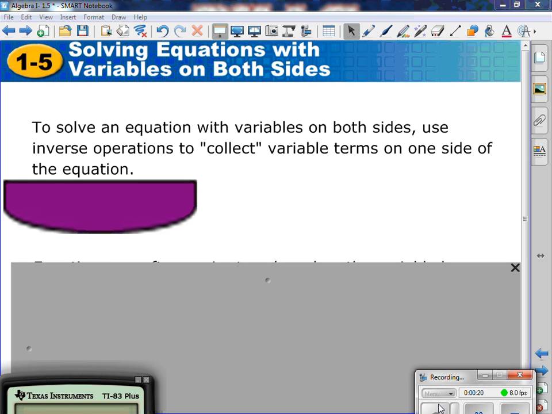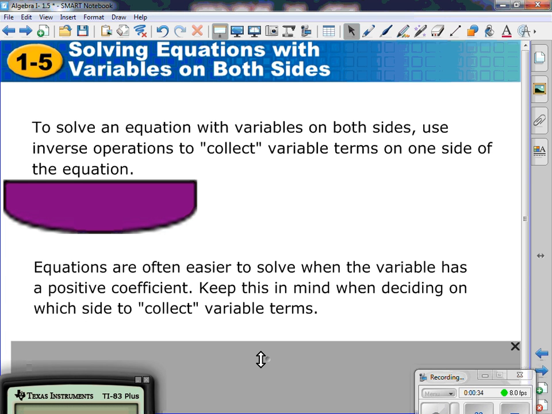Now to solve an equation with variables on both sides, you still have to use the inverse operations to collect the variable terms to one side of the equation. We've got to get everything that's alike to one side. The equations are usually easier if we deal with the variable that has a positive coefficient. So that's usually what decides which way we move the variable.